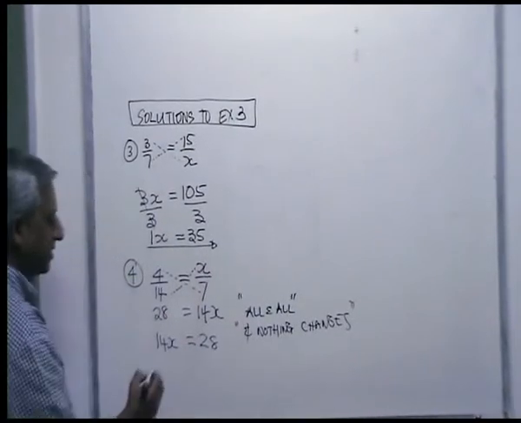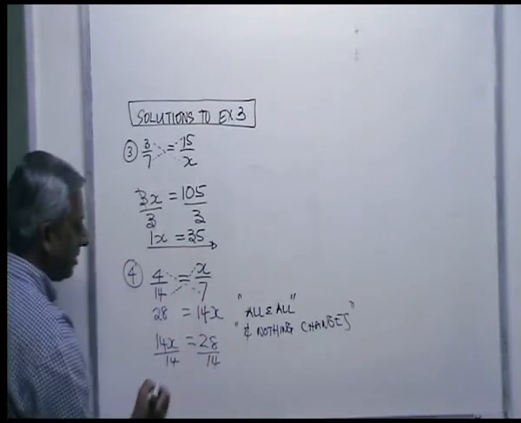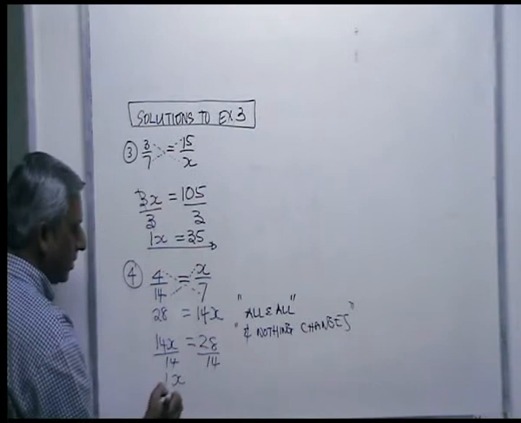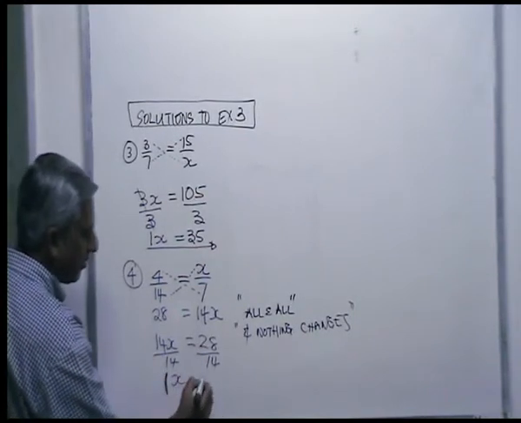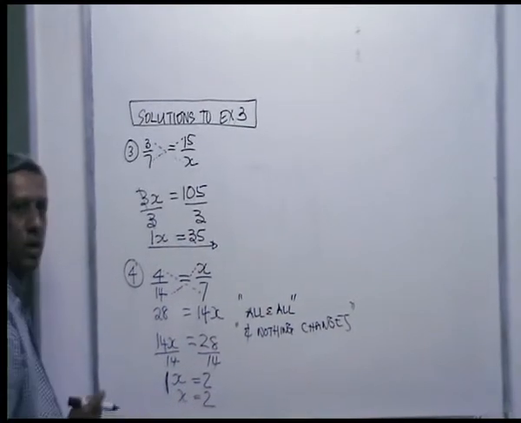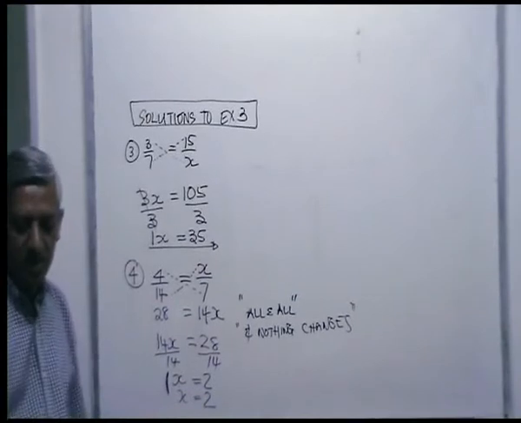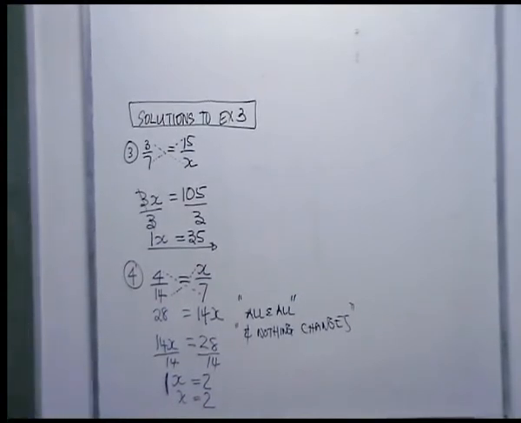And nothing changes. And now I realize I'm going to divide by 14. I'm going to divide by 14. Final answer is 1x is equal to 28 divided by 14 is 2. So the final answer is x is equal to 2. So this is a section where we're using the rule of cross multiply.